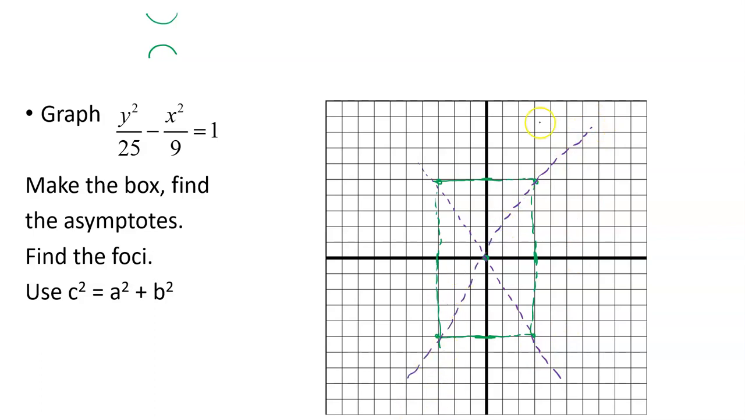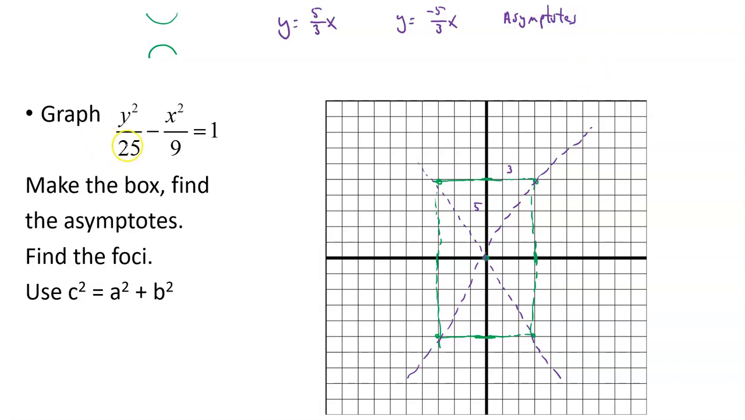I can write the equations for the asymptotes. From the center, it goes 5 units up, 3 units to the right. So slope is change in y over change in x. The y-intercept is 0. And not surprisingly, the other asymptote goes down 5, right 3. So y equals negative 5/3 x. Those are my asymptotes.